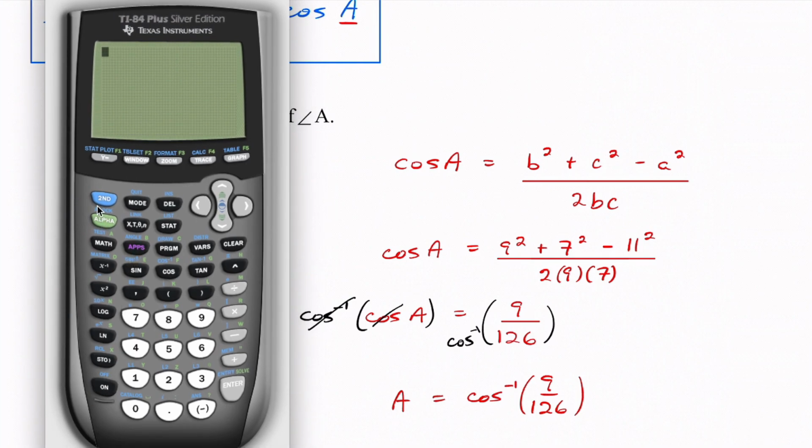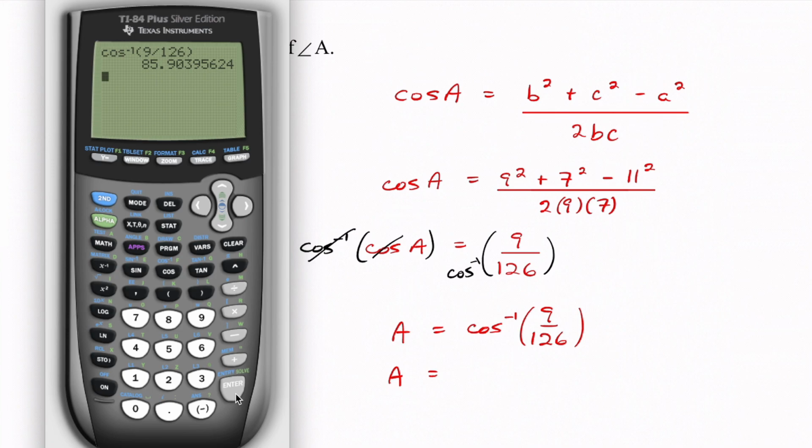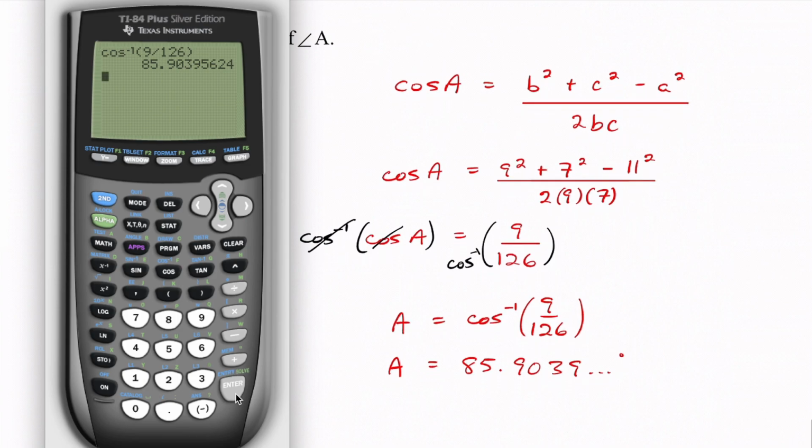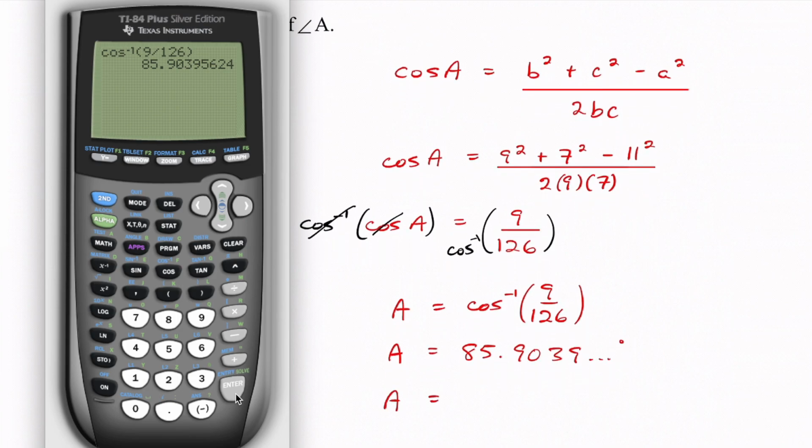So go to cos inverse, so that's second cos, and then we're going to click 9 divided by 126, and then make sure you do your closing bracket. If you don't do your closing bracket, depending on your calculator, you might not get it right. And again, make sure your mode has to be in degree mode. And then click enter, and we get 85.9039. And then rounding this to the nearest degree. Usually for angles, we like to round to the nearest degree and have no decimals. You're going to get 85.9, that'll round up, so we get 86 degrees.